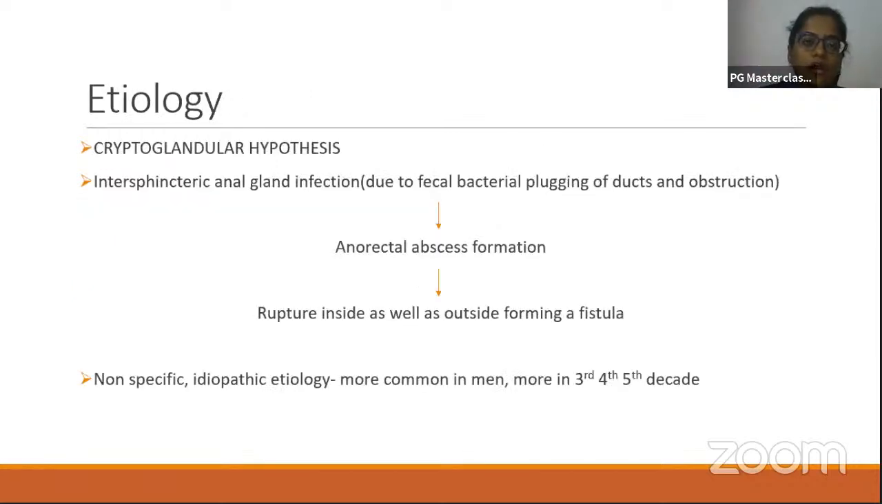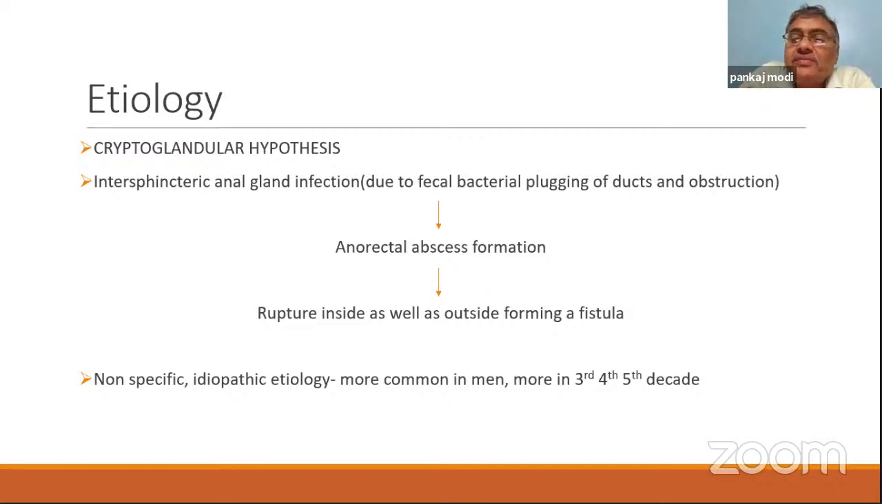Etiology of fistula in ano: the cryptoglandular hypothesis is mostly recognized as an etiology for the development of fistula. It suggests that all fistulas follow an intersphincteric anal gland infection. There are anal glands present in the intersphincteric plane, between the external and internal sphincter. Due to plugging of the ducts of these glands, there is collection and obstruction, which later become infected, and an abscess forms. This abscess ruptures inside as well as outside, forming an internal and an external opening, resulting in a tract forming a fistula. Yes, this is the one hypothesis.